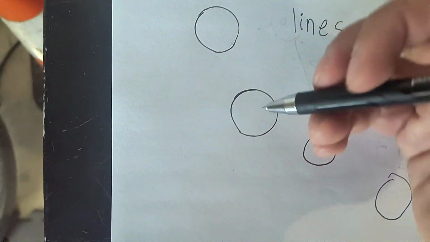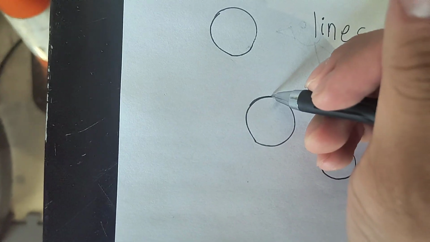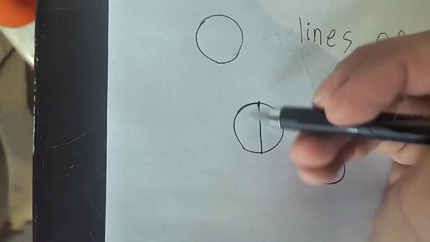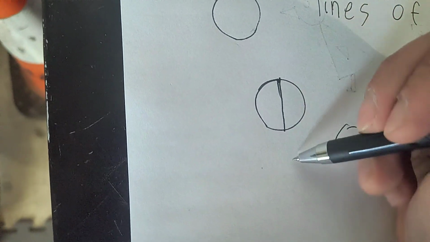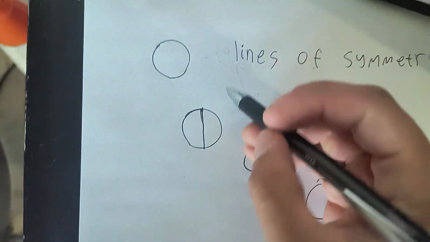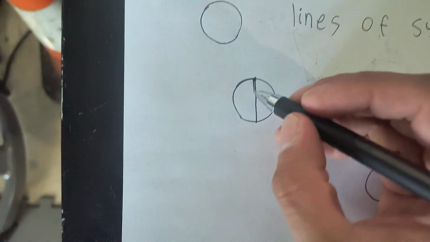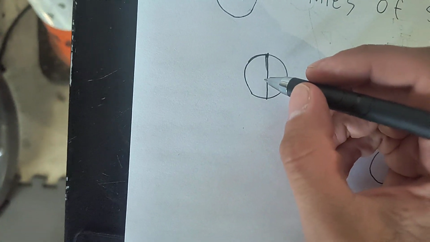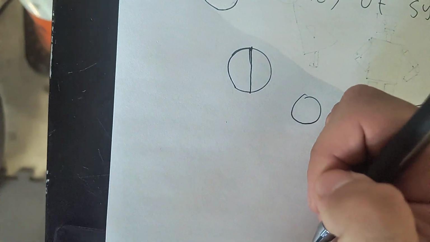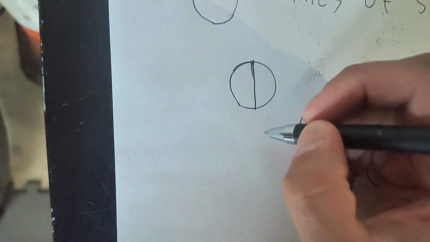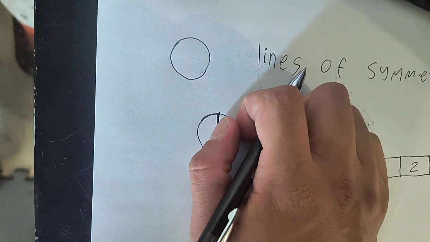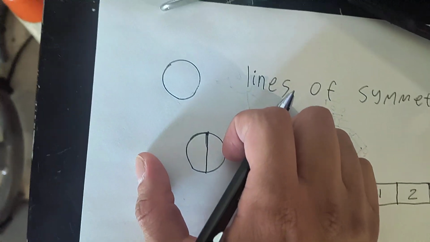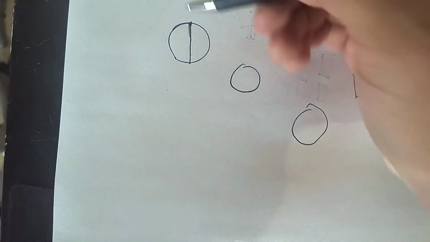Okay. We have a circle right here, and we split this in half right here. If we were to split it right down the middle, we would have two shapes that are semicircles. They're half circles, and they're both the same shape. They're half circles, and they would both be the same size. So that line down the middle would be a line of symmetry because it made two congruent halves.